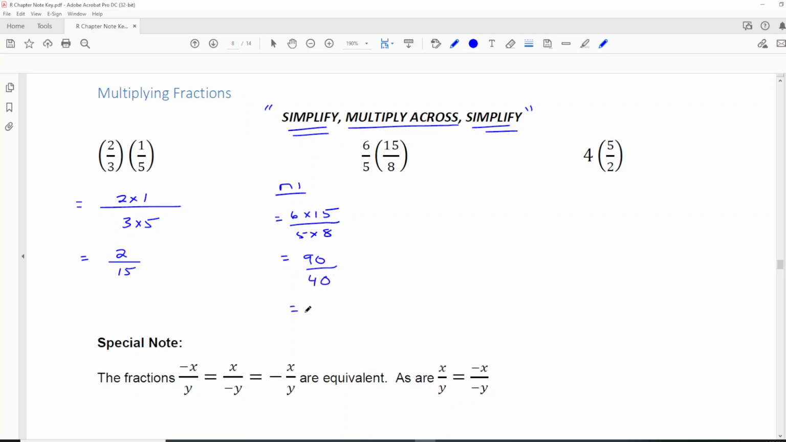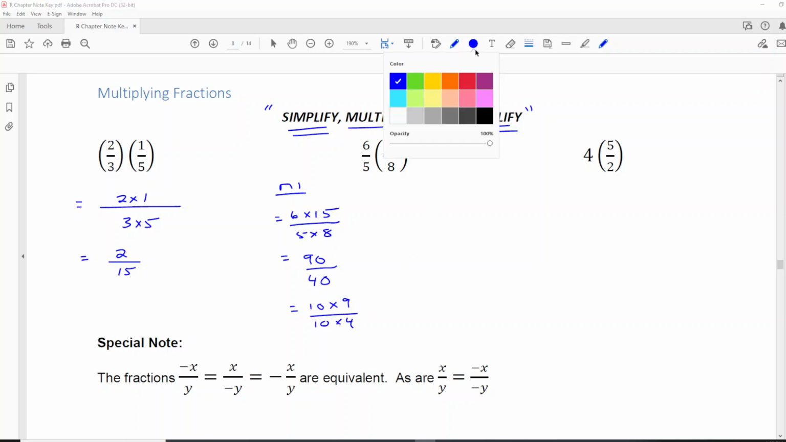Then I would have to simplify after I've multiplied. So I'd be looking for a common factor of 90 and 40, so I'm going to go for 10. 90 is 10 times 9, 40 is 10 times 4. So then I can look at that and be like, oh, well, I've got a 10 divided by 10 here, which is 1. And this is where everybody messes up. You're only allowed to do it when it's multiplication, because this is 10 times 9 divided by 10 divided by 4. So it doesn't matter whether I go 10 divided by 10 times 9 divided by 4, or 10 times 9 divided by 10 divided by 4, all the same.